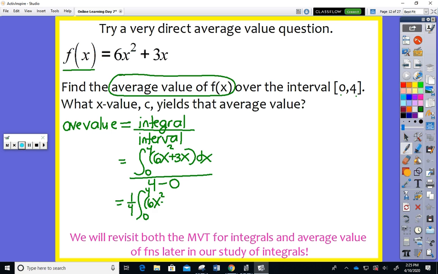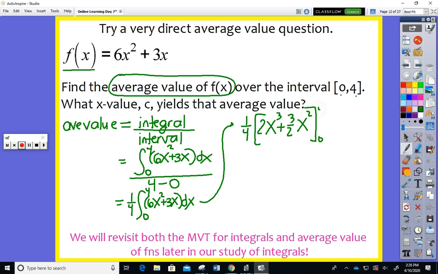And a lot of times I will combine the step I'm writing right now with the next step in order to burn one step of my writing. Okay, so let's keep moving on. Now I'm just going to apply the first fundamental theorem of calculus. So I know the antiderivative of 6x squared would take me to x cubed, and 6 divided by 3 is 2. And then I'm going to have x squared, 3 over 2. And I'm going to go from 0 to 4.